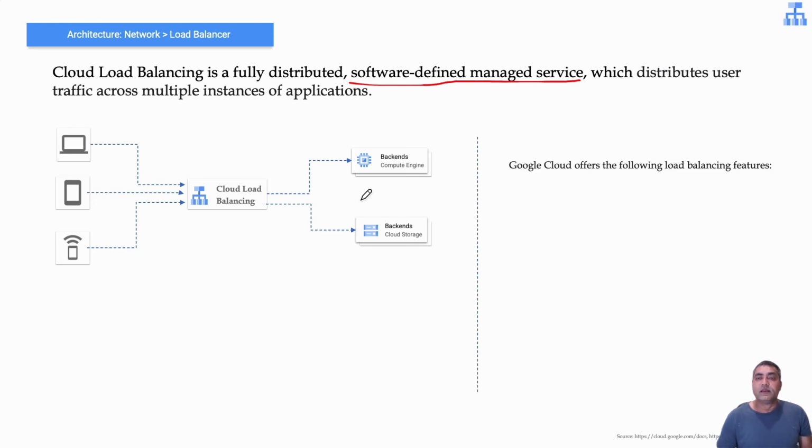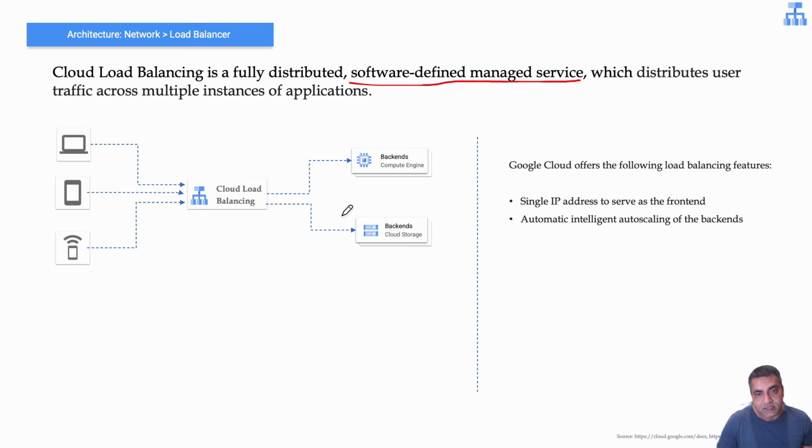Now let's look at some of its features. It provides a single IP address to serve as the front end. So you don't have to worry about how many servers are running in the backend, or what different kinds of services are running in the backend. It provides you a single IP address to interface all of the requests. There's an automatic, intelligent auto scaling of the backend. So depending upon the request, it intelligently auto scales the backend.